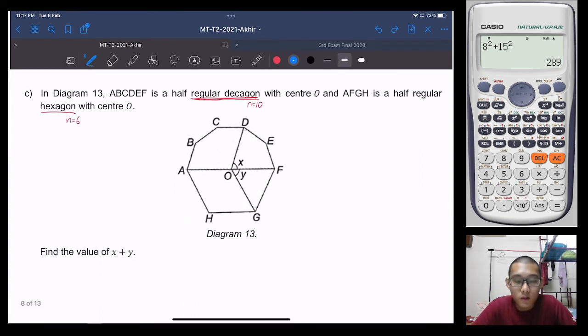Okay, so we continue. Find the value x plus y. Because it's regular, right? Regular decagon, regular hexagon. If you try to find x plus y, that means we need to understand what is the angle for this interior angle, and also understand what's the angle for this. So we have steps like that.